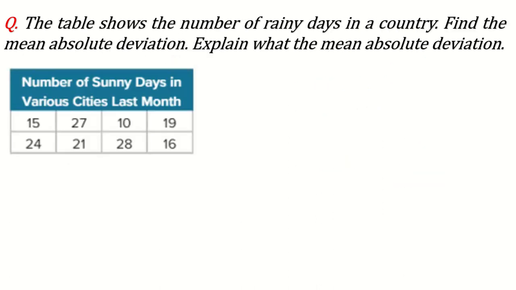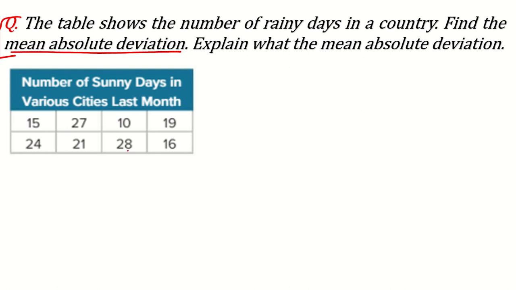Now the next question is related to statistical measures. The table shows the number of rainy days in a country. Find the absolute mean deviation. This type of question may be very long, maybe three or four lines, so try to find the important words only. We have to find the absolute mean deviation for all these numbers.